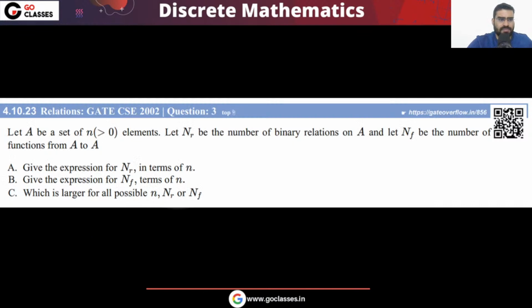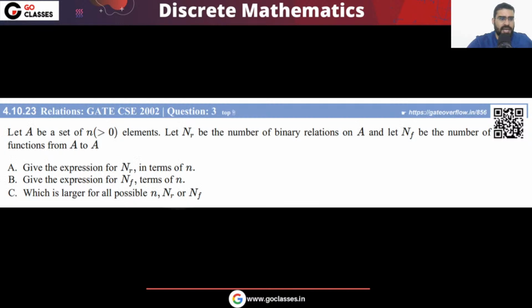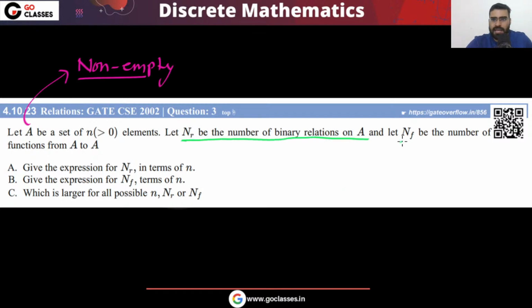Let's see this question. This is another good question, a GATE 2002 question. What is the question saying? Let A be a non-empty set, so A has at least one element. NR is the number of binary relations on A, and NF is the number of functions from A to A.